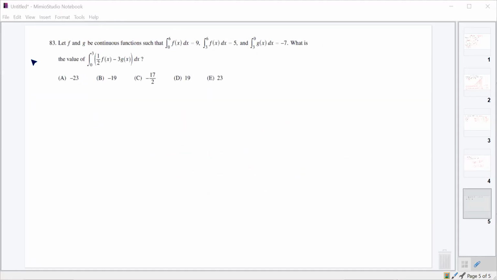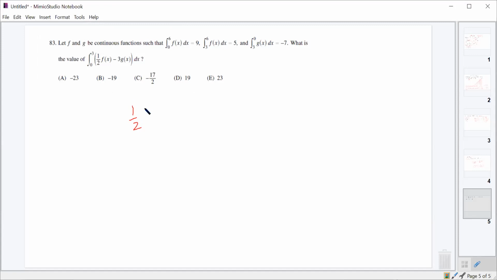All right, so we're looking at f and g, which are continuous functions, and we're given some integrals, 0 to 6 of f, 3 to 6 of f, 3 to 0 of g, and so on and so on. We want to find the integral from 0 to 3 of 1/2 f of x minus 3g of x.